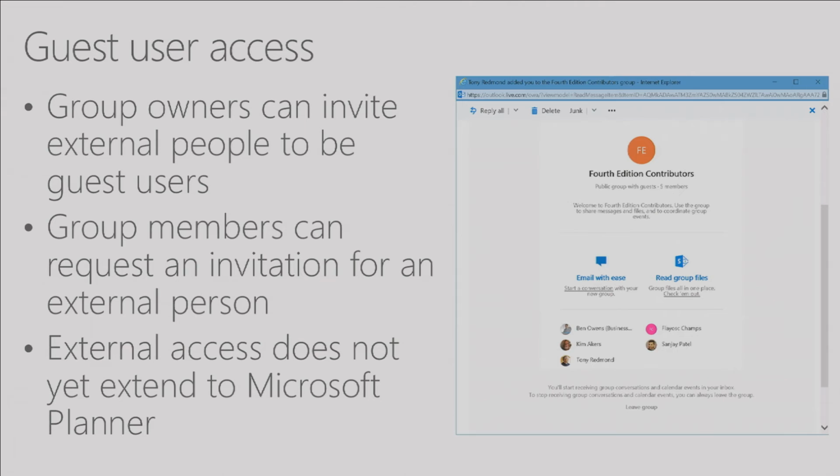And what will happen is that the recipient of the invitation, if they're using Gmail, they're on some other tenant, if they're on Outlook.com or anything like that, will get this email. And the email contains a link. It says, read group files. They click on the link, they will be taken into SharePoint, and they will be allowed to access the group library. Okay? Important point though, external access does not yet extend to Planner.